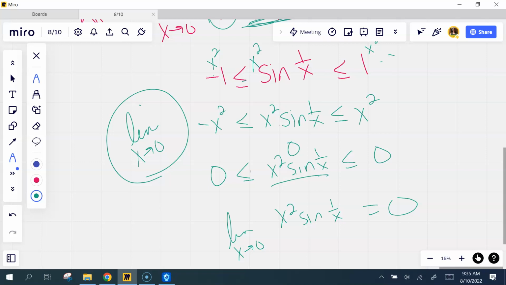Right. It gives you a range of values, but most of the time when you do the squeeze theorem, if you're set up to and asked to do sandwich theorem, it's because you're going to get the same value on both sides.